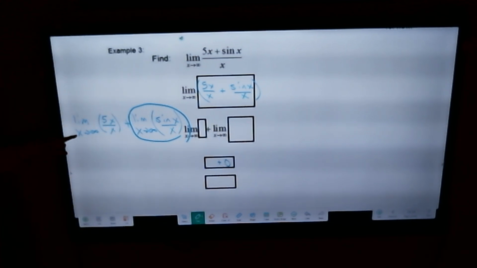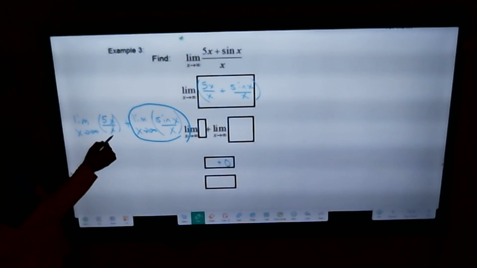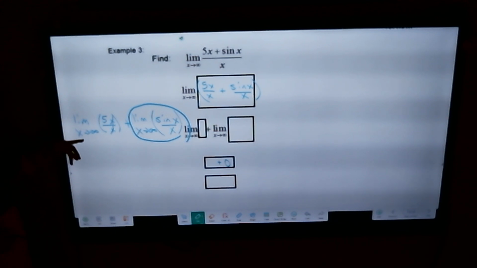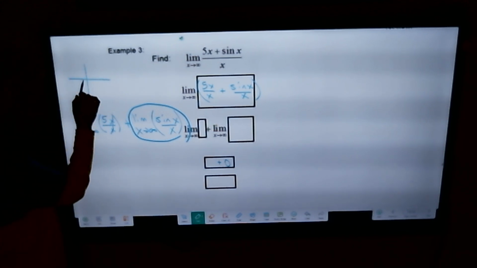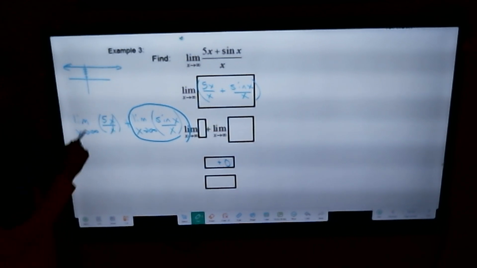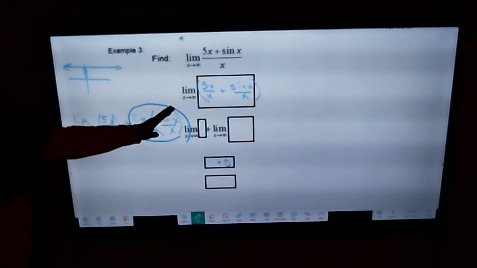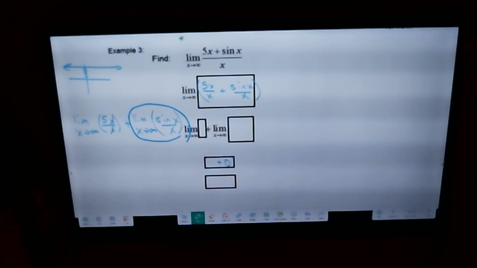What is the limit as x goes to infinity of 5x over x? It's going to be 5, isn't it? It should be 5. Because what happens to the x's? There was no place to put in infinity. It's just a constant 5. If we think about the function, the constant 5, it's just a flat graph. So no matter how big infinity gets, it's just going to be 5.